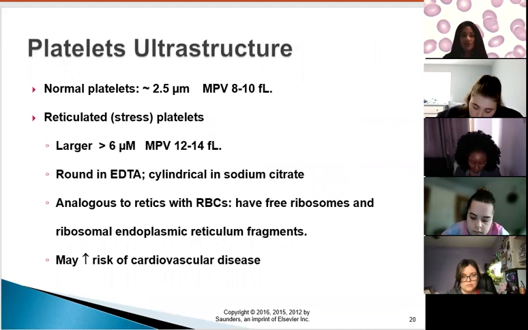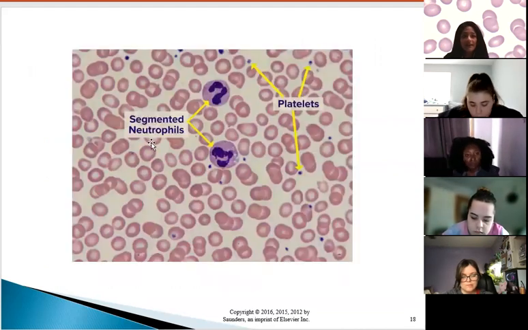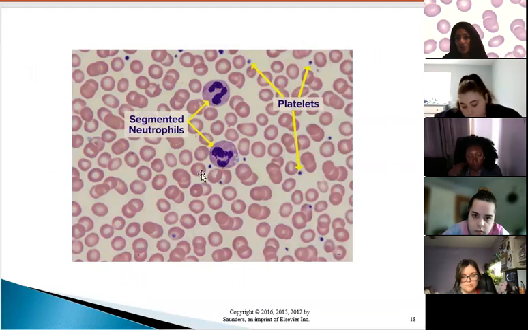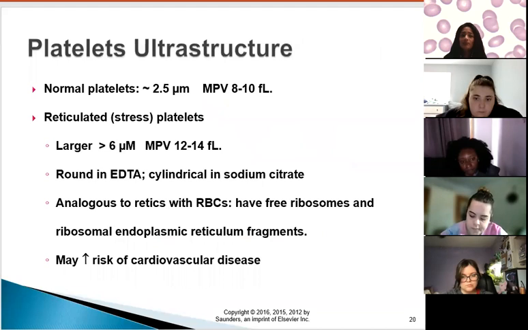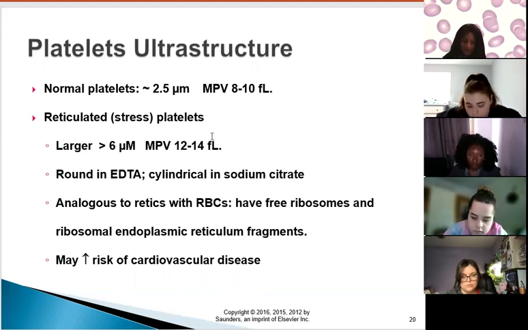So I'm just going to repeat everything that I just said. Normal platelets are very, very tiny. Remember the size of them, okay? So if you compare this cell to the red cell, or even to the white blood cell, the neutrophil, it's very, very tiny. They look like dots, okay? So the platelets are about 2.5 micrometers in size. And they have a mean platelet volume of 8 to 10 femtoliters. Femtoliters is a way of identifying the volume of something that's really, really tiny. Okay, so femtoliters.